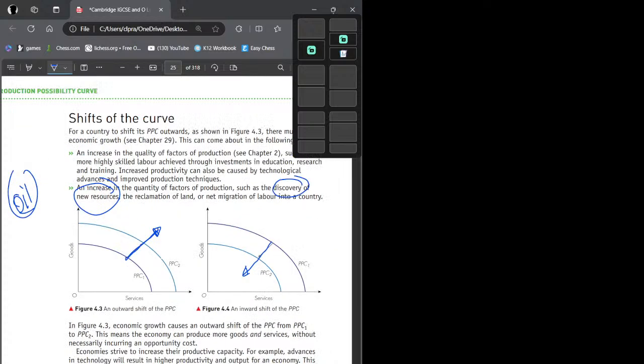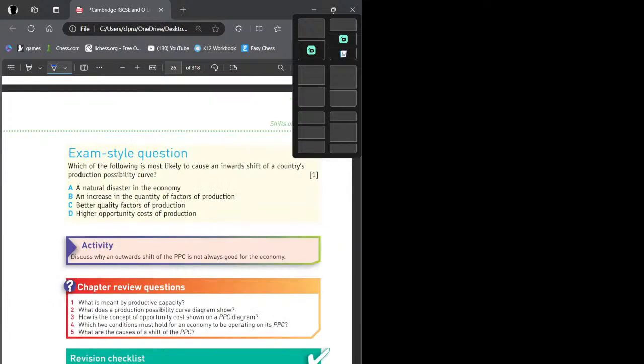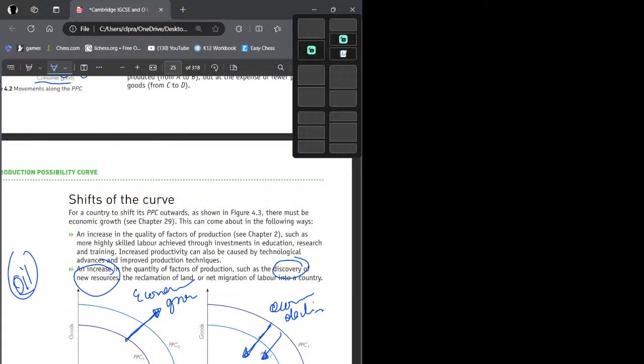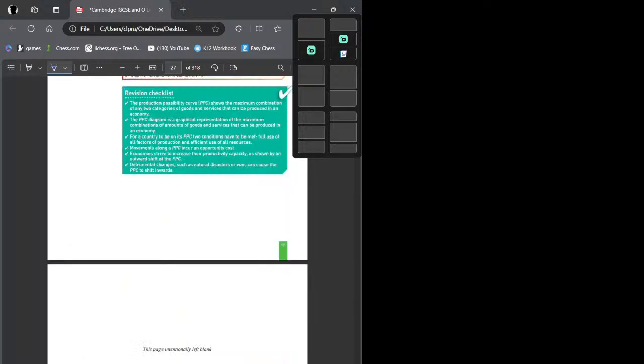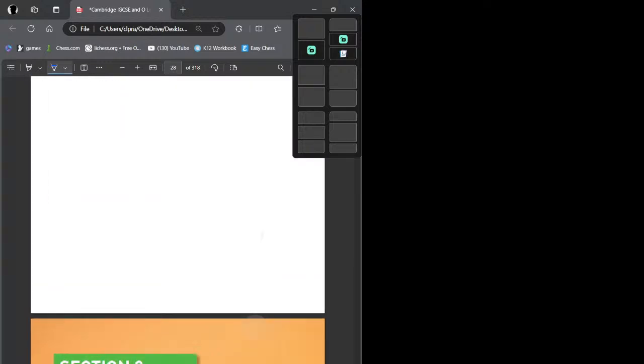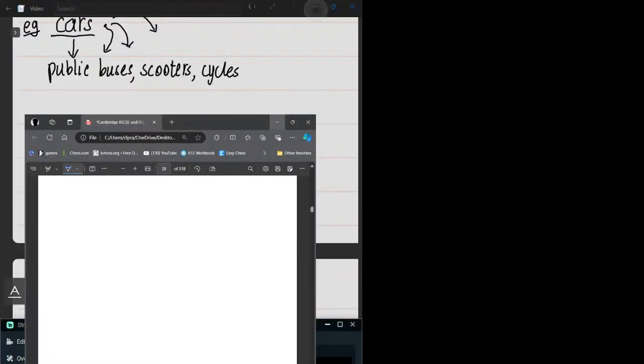So an outward PPC can also show economic growth, and an inward shift can show economic decline. It can go inward due to, let's say, loss of factors of production, or unfavorable weather conditions such as floods, something that will decrease how much a country produces. And that is that. So now we are done with section one and with this as well.